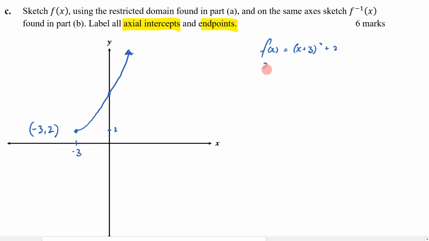To find that, I'm going to let x equal 0. So I'm going to get y is equal to 3 squared plus 2. y is equal to 9 plus 2, which is 11. Which means this is going to be 0, 11. It's also important that you label what this is, so just call it f of x. So as you can see, I've got my endpoint, I've got my y-intercept, and I've labeled it as f of x.